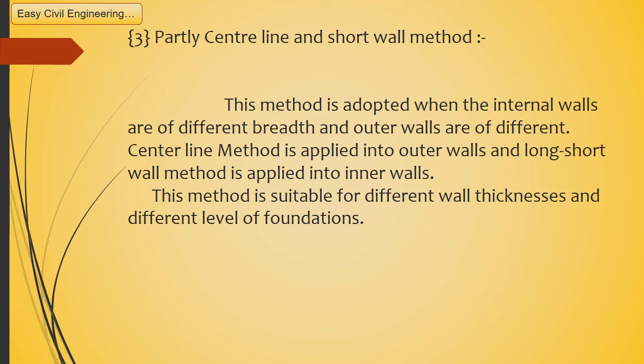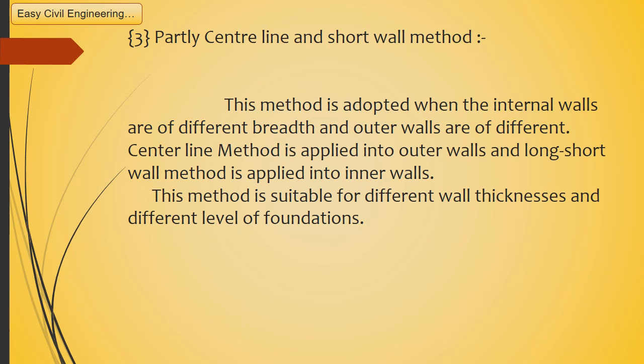So this is the third one, the partly centerline and partly long wall short wall method. This method is adopted when the internal walls and outer walls are of different widths, which means to say, suppose the outer wall is 8 inches and the internal wall is 4 inches, then you can use this method. But you can implement those methods above also. There is no problem in that, but using this it would be simpler.